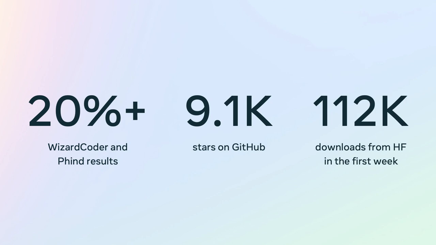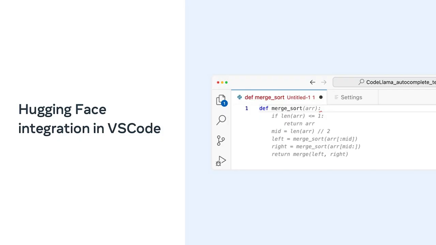We saw Phind and WizardCoder took Code Llama and trained on their own data sets, measured it on coding benchmarks, and were able to improve the correctness of these code outputs by another 20% on the test set. That's really exciting. Additionally, Hugging Face has also extended Code Llama to VS Code IDE extension. So you can start using Code Llama to assist in your code completion right away in that editor.